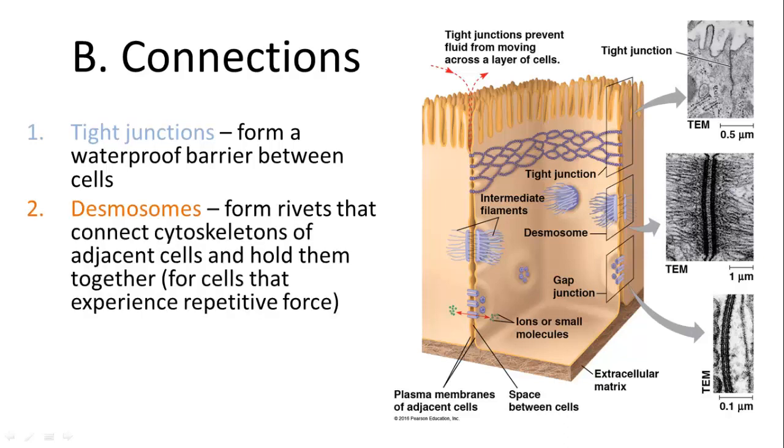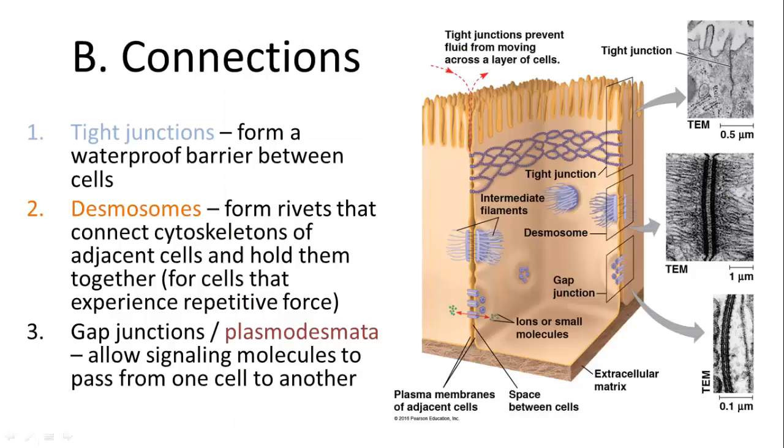Desmosomes. This is more structural rather than a barrier. So if you have two cells which are experiencing constant force and trauma, they may need a little extra support to be held together. An example of this might be heart cells. They have a lot of desmosomes because they're constantly moving.